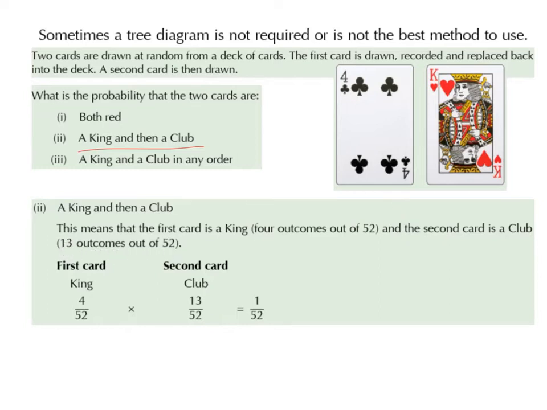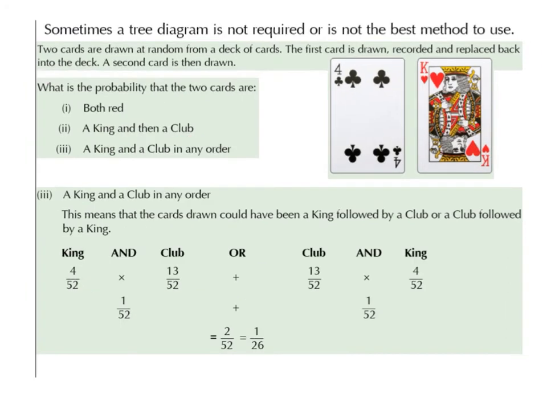So again, and is the key word here, and means multiply. So we need the probability of getting a king multiplied by the probability of getting a club. The probability of getting a king is 4 over 52 multiplied by the probability of getting a club, which is 13 over 52. And 4 over 52 multiplied by 13 over 52 simplifies to 1 over 52. So the probability of getting a king and then a club is 1 over 52.